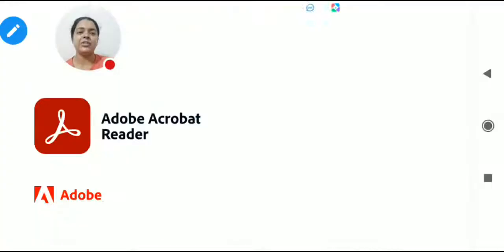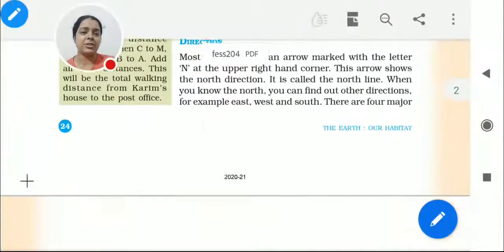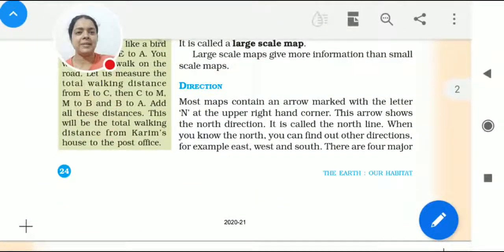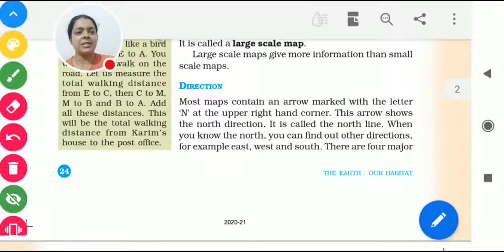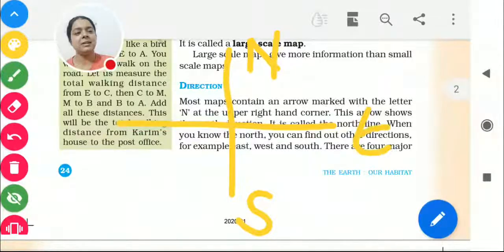We got to know direction is actually, there are four directions. So what are the four directions? The four cardinal directions are east, west, north and south. North is always the up portion, south is the down portion, east is towards your right side, and west is towards your left side.